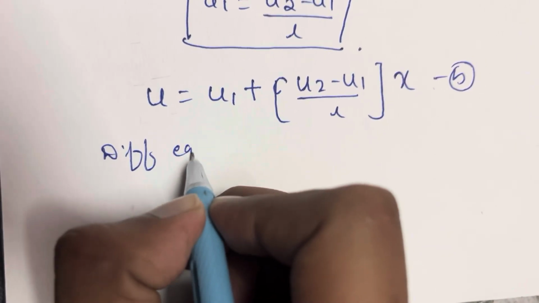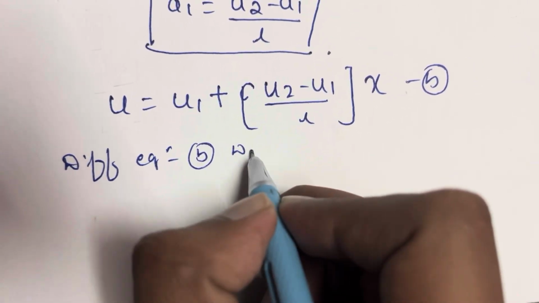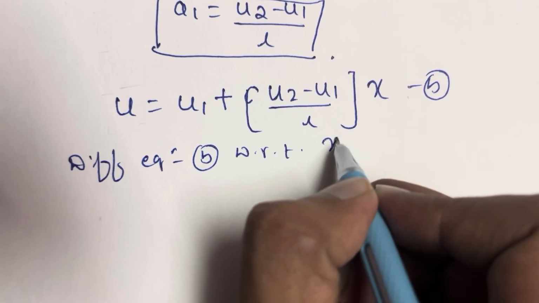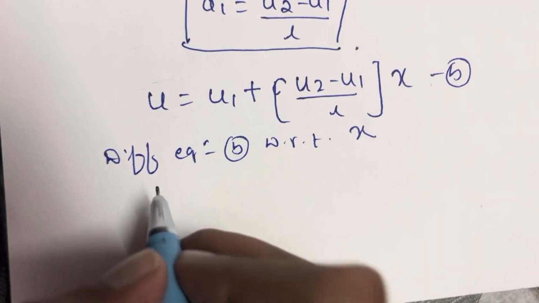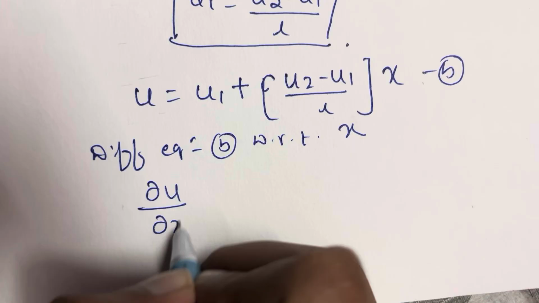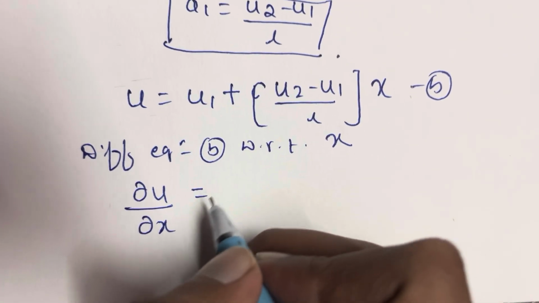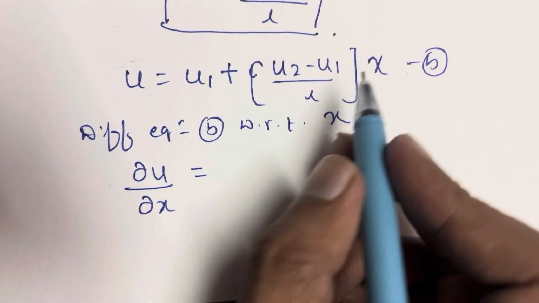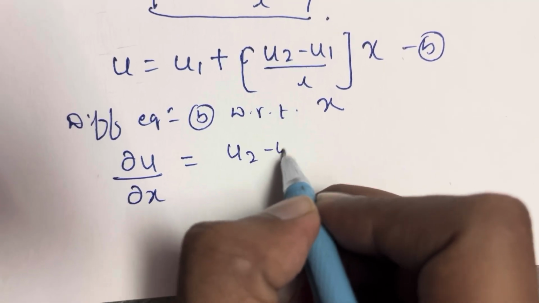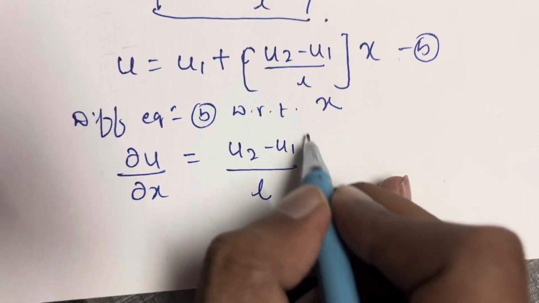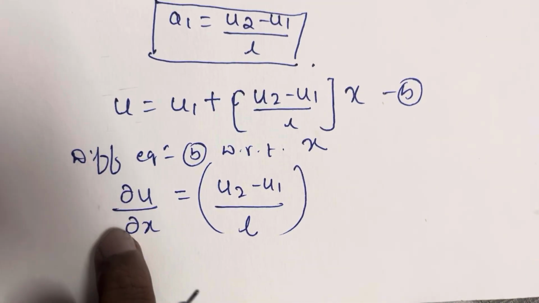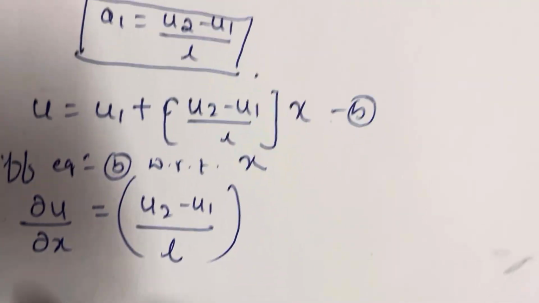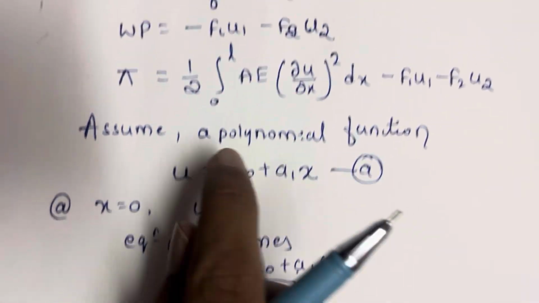Differentiate equation B with respect to x. Okay, so ∂u/∂x, that is partial differentiation. Here we are differentiating with respect to x, so it will be 0. Here x becomes 1, so we will get (u2 minus u1) by L. So we got ∂u/∂x as (u2 minus u1) by L. Now we have to substitute this ∂u/∂x value in this equation.